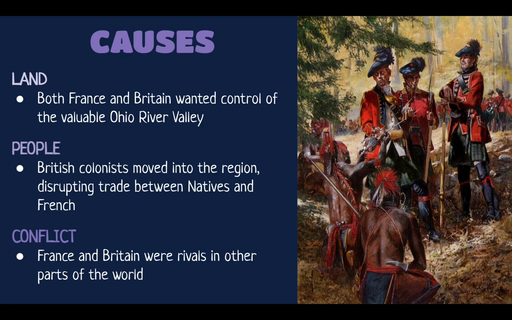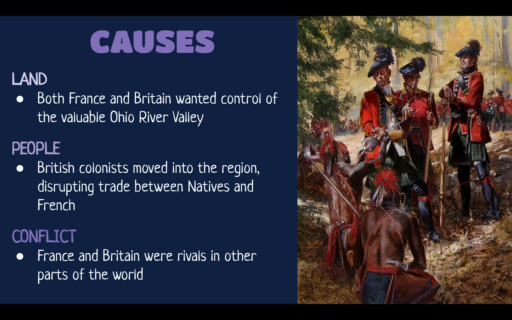Okay, so causes of the French and Indian War. There are three main causes. Some of it has to do with land, others has to do with people, and then finally there's a broader context of conflict between the British and the French. So first of all, the land. Both France and Britain wanted to control the Ohio River Valley, so they wanted to occupy that territory, be able to control it, and use it for its resources and transportation.